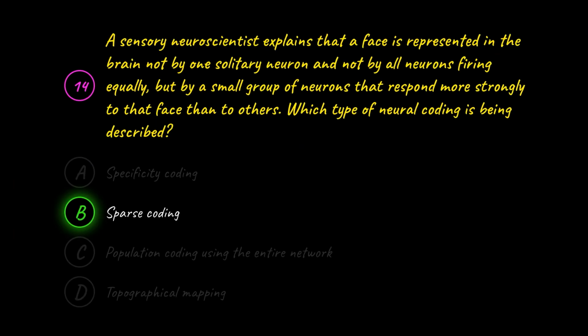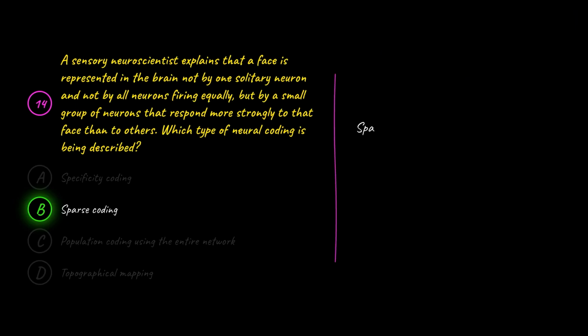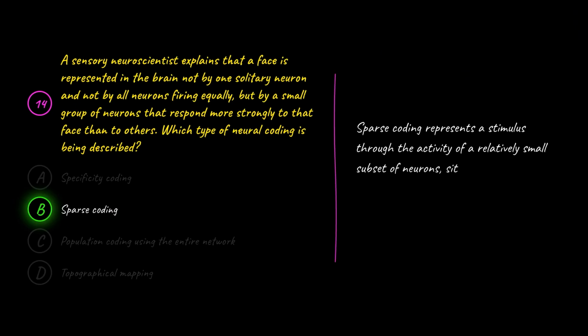The correct answer is B. Sparse coding. B is correct because sparse coding represents a stimulus through the activity of a relatively small subset of neurons, sitting between strict single-cell specificity coding and broad population coding.